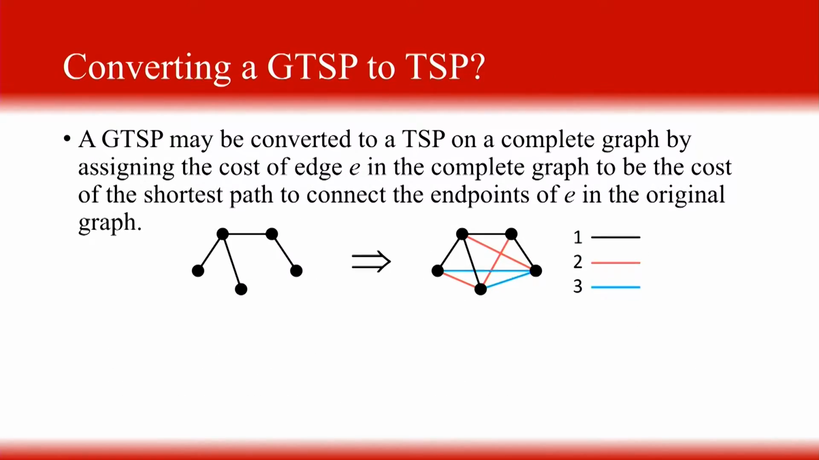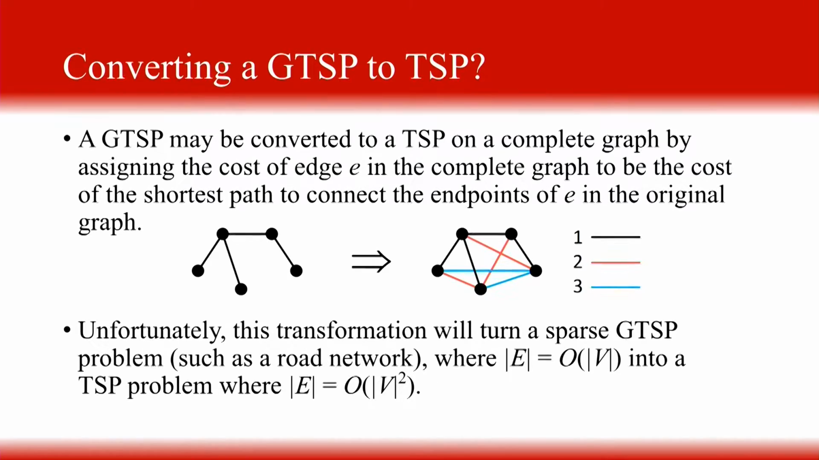You can, of course, convert the graphical traveling salesman problem into a regular problem, although that might increase the complexity on the edges from order V to order V squared. So as long as we have a sparse graph, can we take advantage of this and solve a problem without multiplying it by itself?